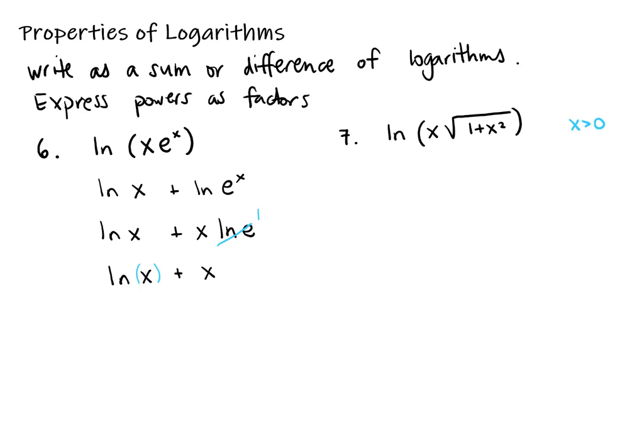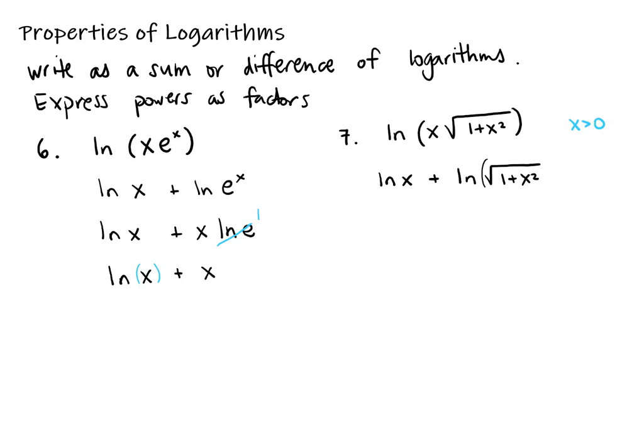This next question, it does say that x has to be greater than 0 on the question, and that's just for the domain. It's stating it for you already without asking you to provide it. We're going to take this, and it's a product, so again we're going to say ln of x plus ln of the square root of 1 plus x squared.